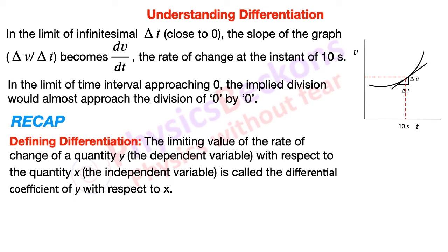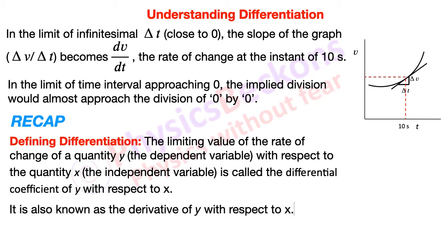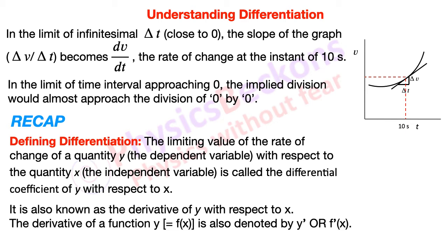Defining differentiation. The limiting value of the rate of change of a quantity y, the dependent variable, with respect to the quantity x, the independent variable, is called the differential coefficient of y with respect to x. It is also known as the derivative or differential of y with respect to x. The derivative of a function y or f(x) is also denoted by y dash or f dash x.